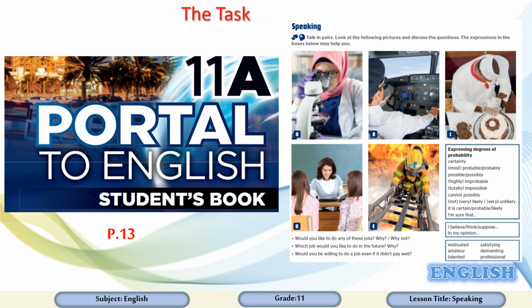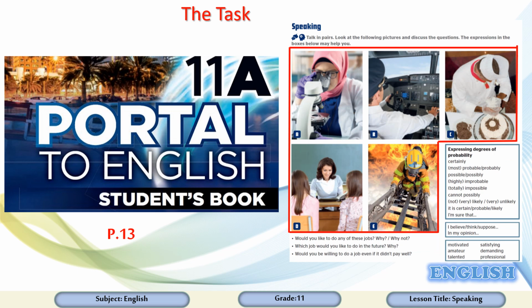Let's look at the question. Talk in pairs, look at the following pictures and discuss the questions. The expressions in the boxes below may help you. As you notice, the task is made up of 3 parts. First, we have the pictures, which you are going to describe. Second, we have the questions, which you are going to answer. And third, we have the boxes, which contain expressions that you are going to use to answer the questions.